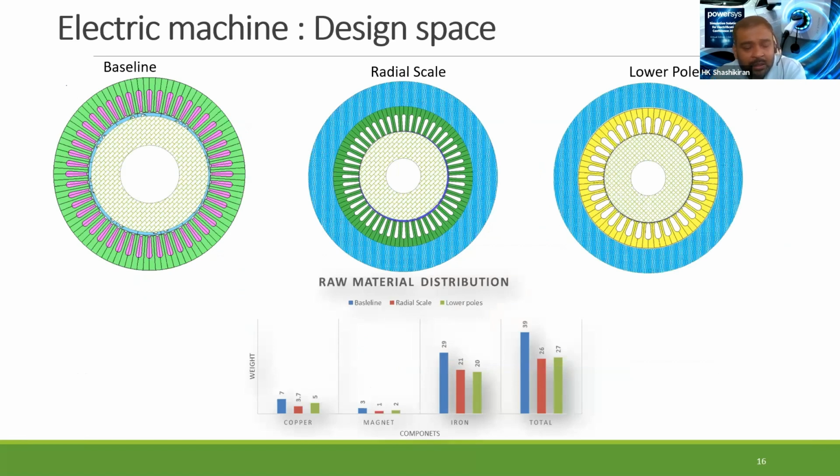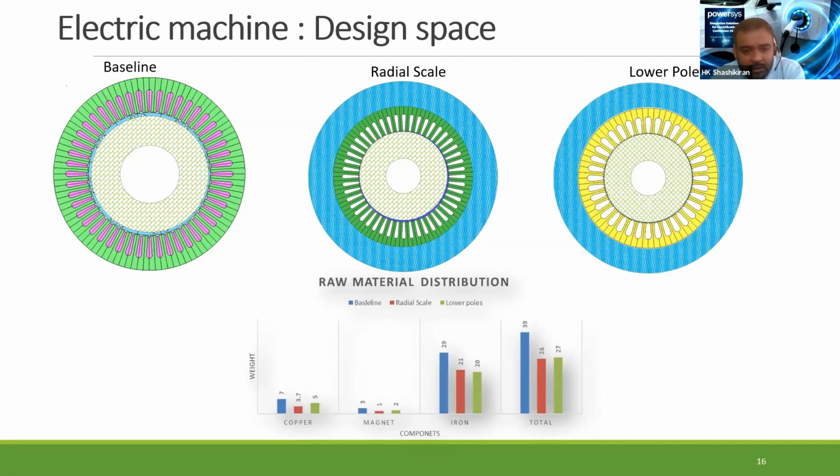If you look at the three different designs, the baseline is what we had, then the radial scale and the lower poles. As you can see, the design has shrunk a bit compared to the baseline. Sorry, I was not approved to show the complete design, so I have to mask some of the features there. But the main idea was to give you a visual representation of how the machine design shrunk.